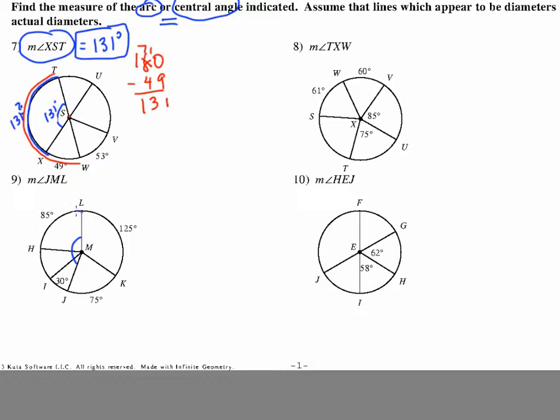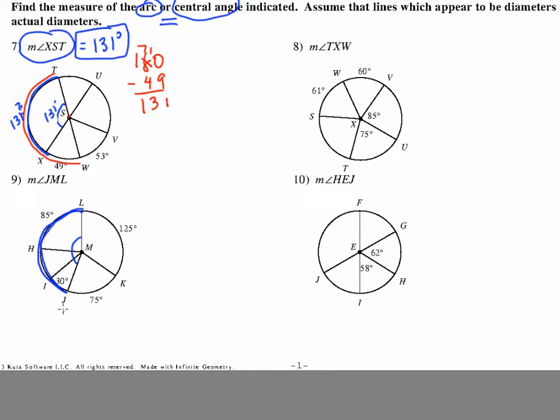I'm just going to trace it out. These are going to be the same. Central angle and its intercepted arc are going to be the same. So all we got to do is find this guy, and then we've got this guy. All right, let's see if we can figure out where our diameter is. Maybe we could use that. Any diameters here? No 180 degrees.